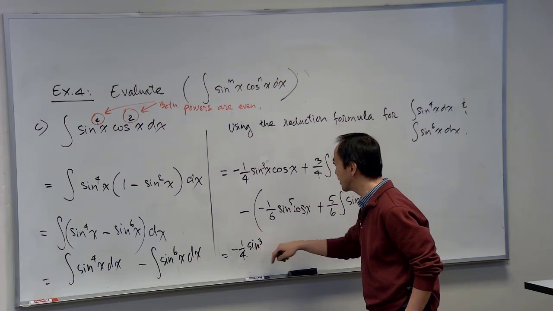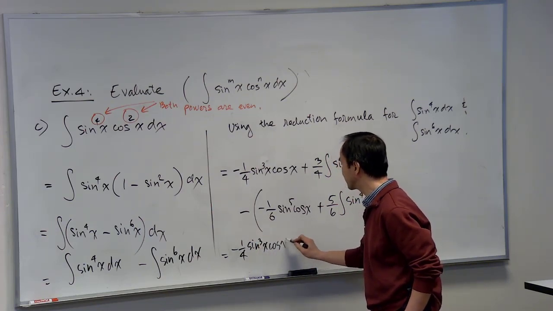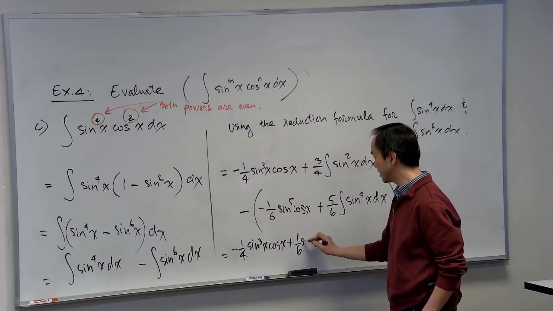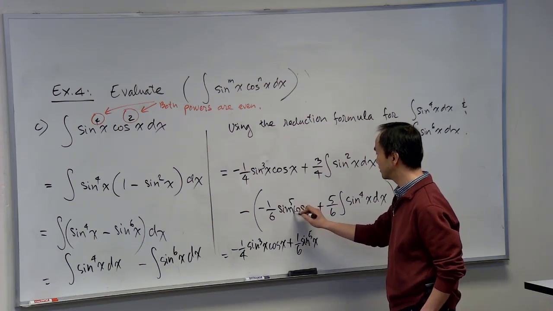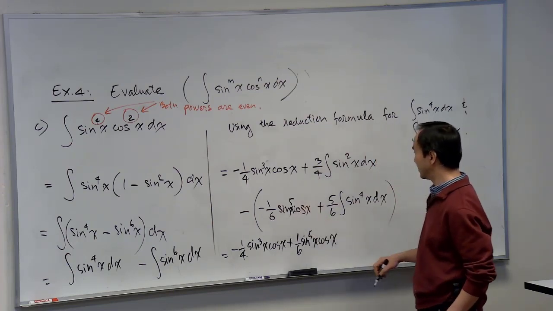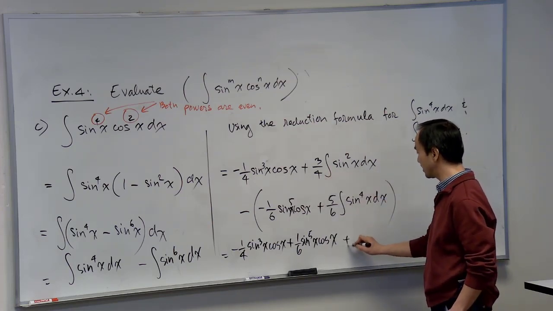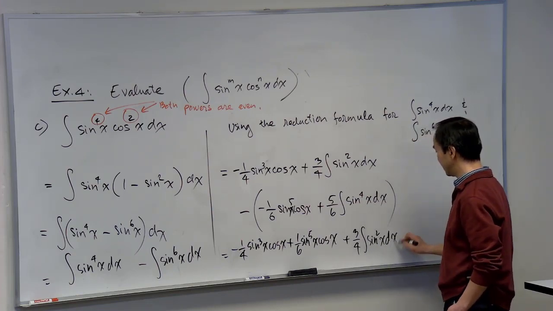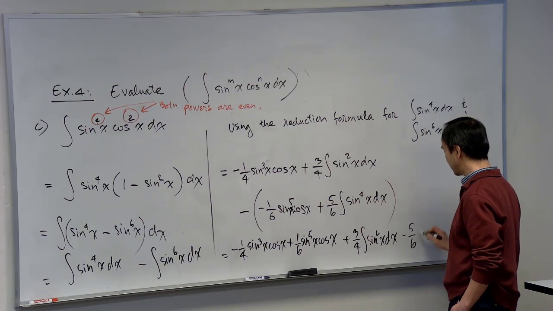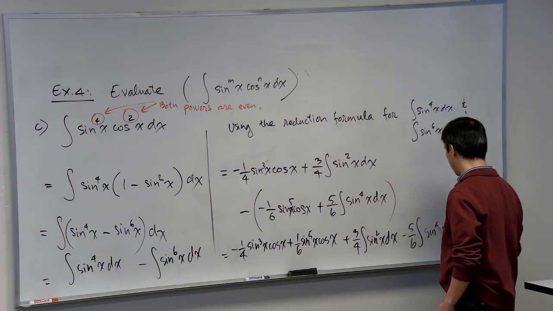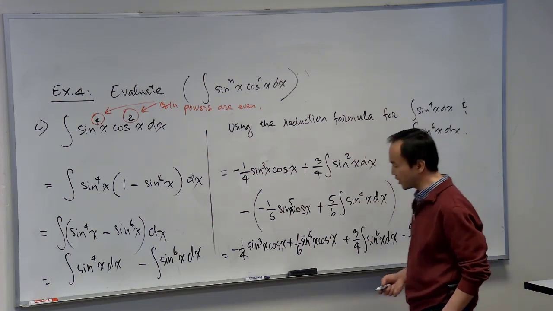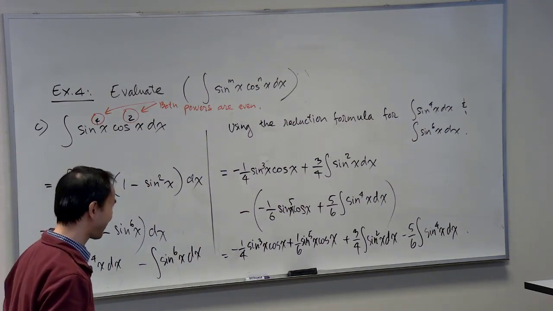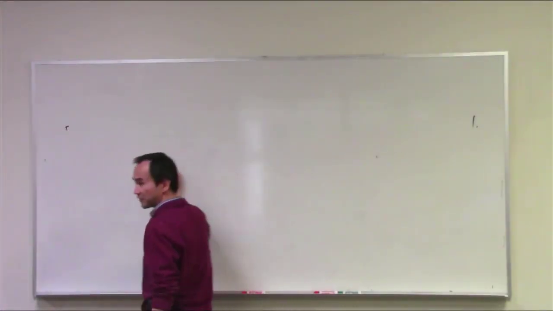It's just about keeping things organized. We've got sine cube of x, cosine of x, then plus 1/6 sine to the fifth of x cosine of x, right? And now we're going to take the turn of the integral, so plus 3/4 the integral of sine square of x dx, and then minus 5/6 with the integral of sine to the fourth of x dx. Go ahead, keep track of my arrows again. Any arrows that you guys notice? All right, so no arrows found so far.